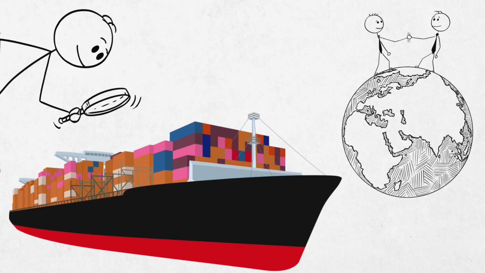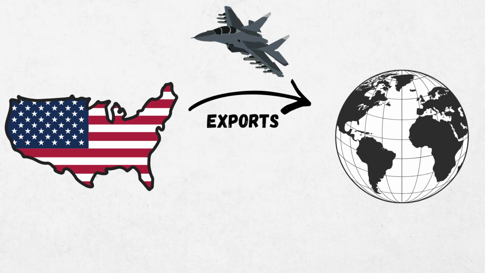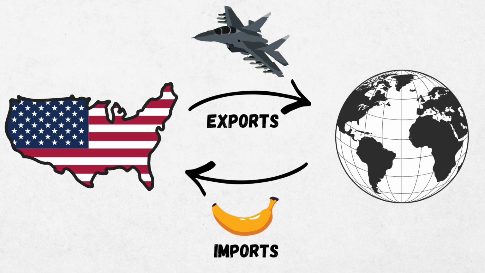Countries track this through something called the trade balance. Exports are goods a country sells to the rest of the world. Imports are goods it buys. If a country exports more than it imports, it runs a trade surplus. If it imports more than it exports, it runs a trade deficit.